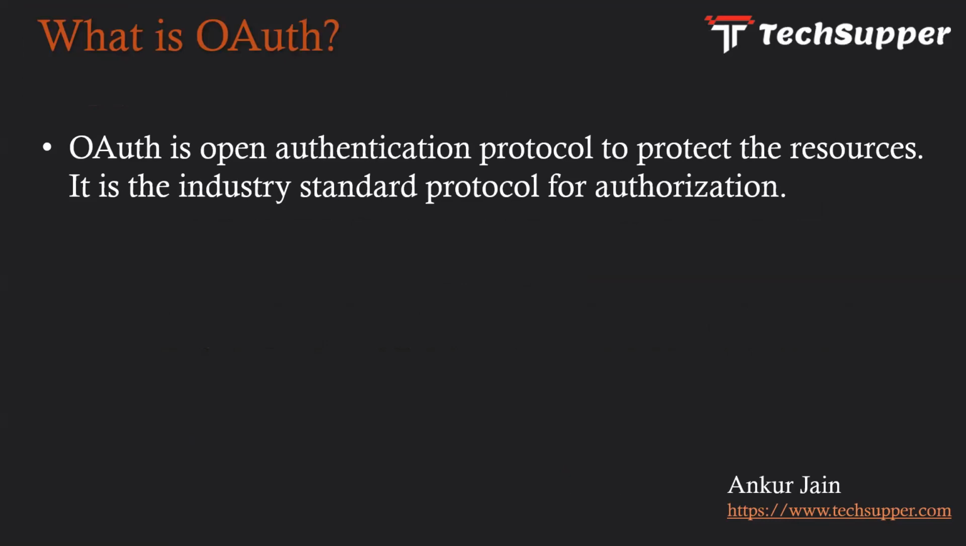There are a lot of resources which we create in our web application or in any application. Every object is called a resource. Object means like a user resource, a car resource, a contact resource. So everything is a resource. We can protect these resources with open authentication, which is called OAuth. It is the industry standard protocol for authorization. So this is an authorization mechanism, not authentication. There is a difference between authentication and authorization.